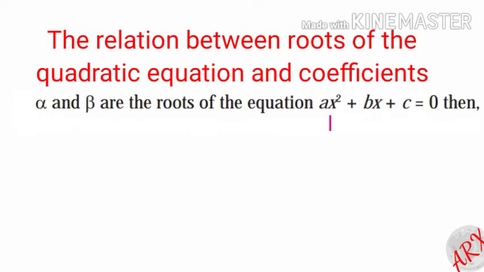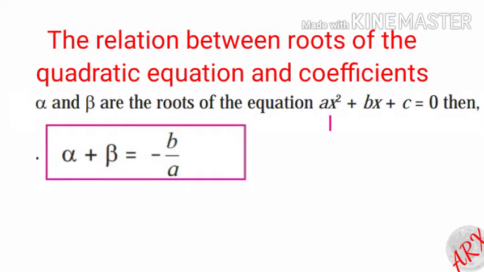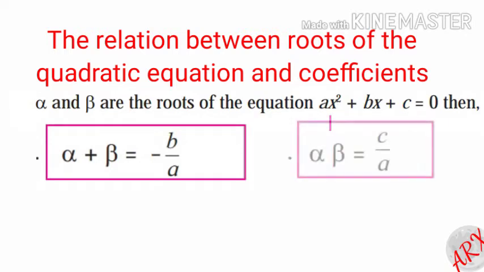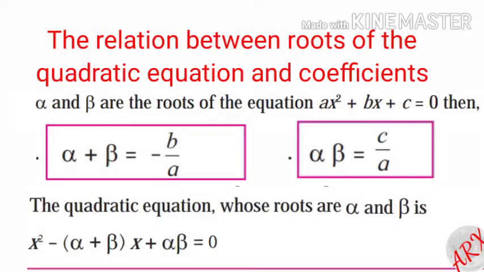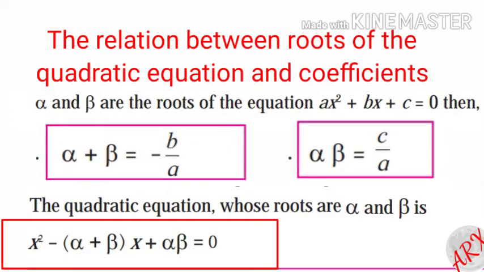Now we will move on to the relation between roots of the quadratic equation and coefficients. If alpha and beta are the roots of the equation ax square plus bx plus c equal to 0, then alpha plus beta equal to minus b upon a and alpha beta equal to c upon a. The quadratic equation whose roots are alpha and beta is written as x square minus (alpha plus beta) x plus alpha beta equal to 0.